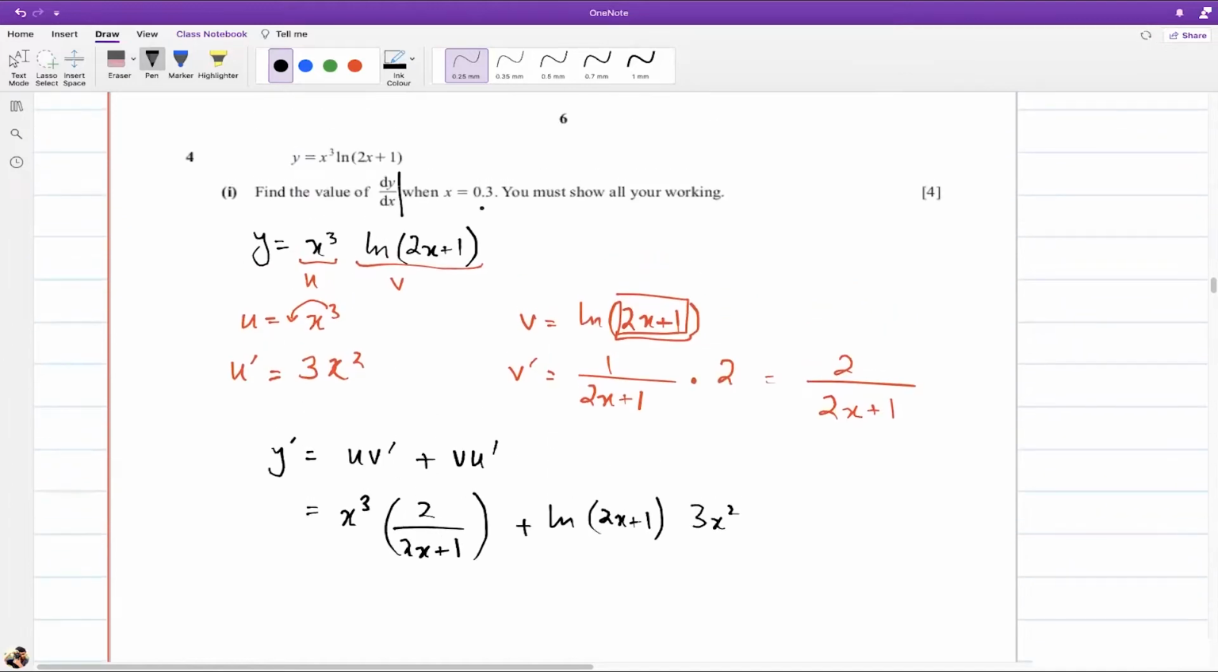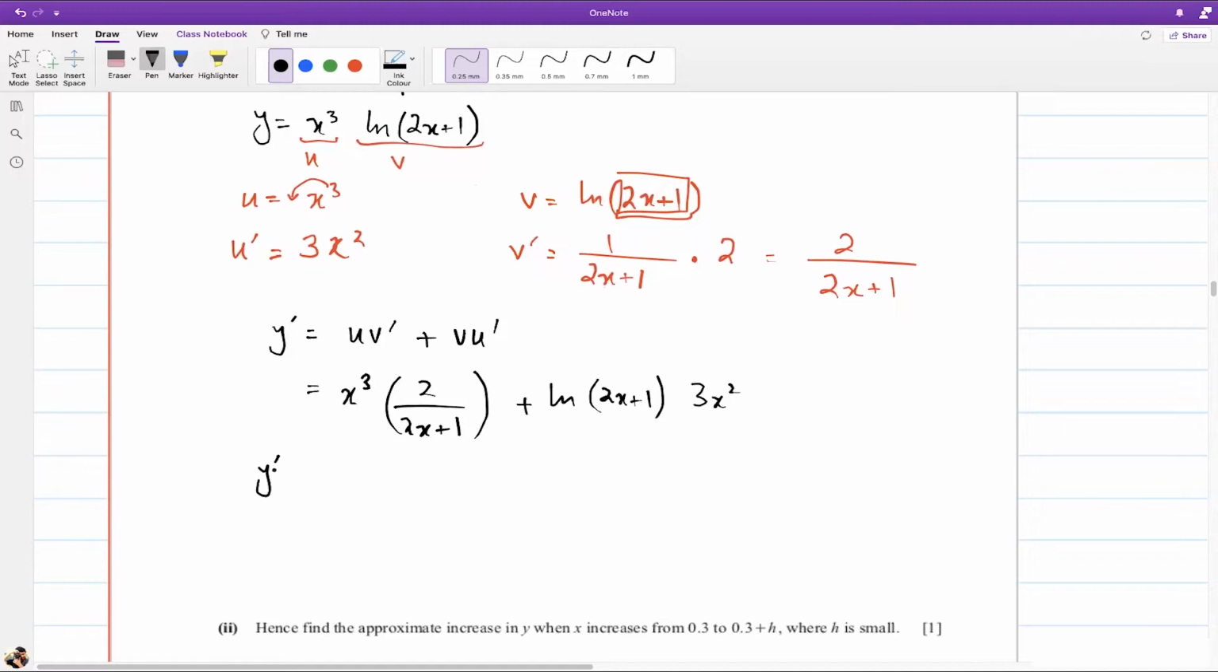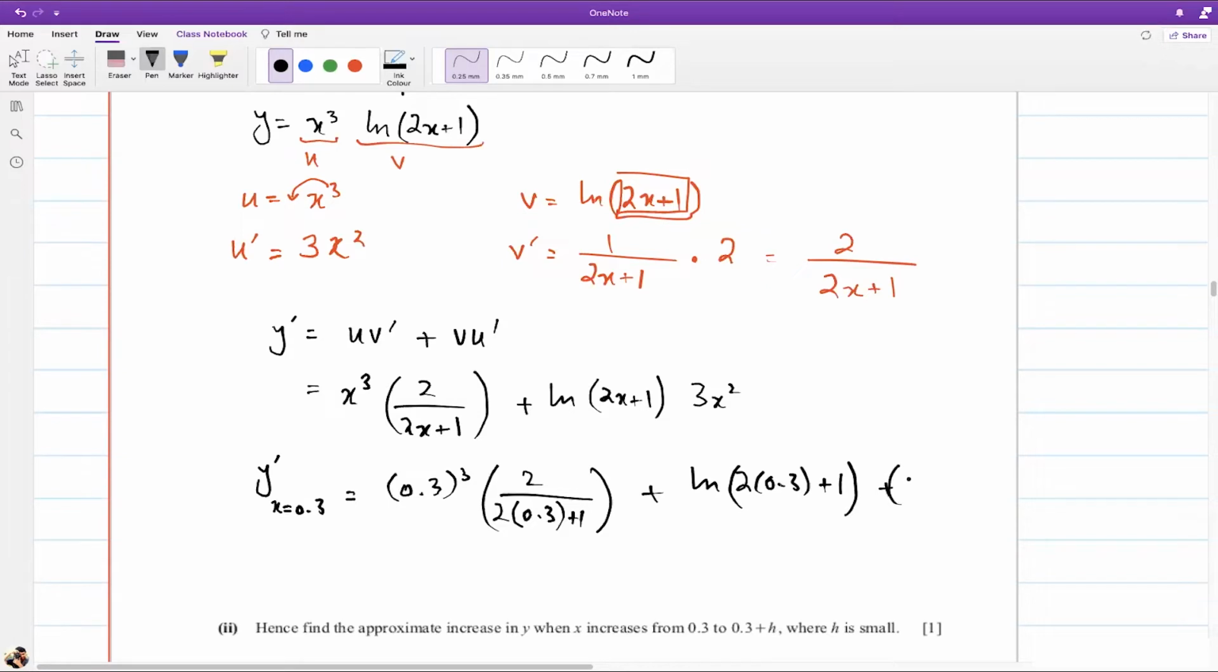Now they asked us to find it when x equals to 0.3. So now we will put it at x equal to 0.3. So 0.3 whole power 3, 2 over 2 into 0.3 plus 1 plus ln 2 into 0.3 plus 1 plus multiply by 3 into 0.3 squared. And you just plug it all in the calculator and you will get your answer.